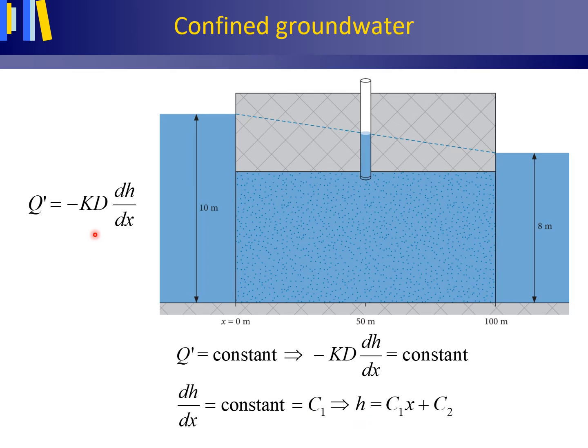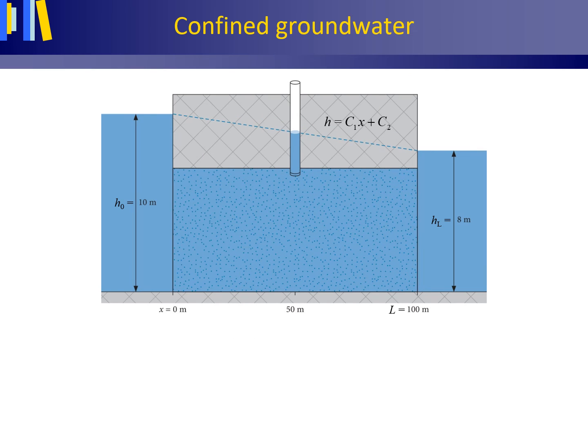We will combine Darcy's law with the continuity equation. And this is standard procedure in hydrology. We will also be doing this, combining these equations for other flow cases. So here we have Darcy's law, here we have the continuity equation. When we combine these two for this flow case, this is the equation we get. Minus K D times your hydraulic gradient is constant. Of course, K and D are constants, so we simply get dH/dx is constant. We write that constant as C1. When we integrate this equation, this is what we get.